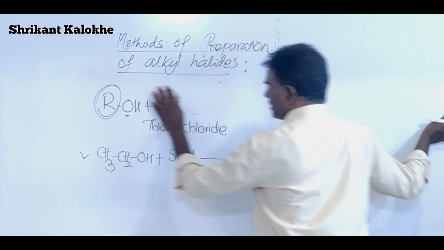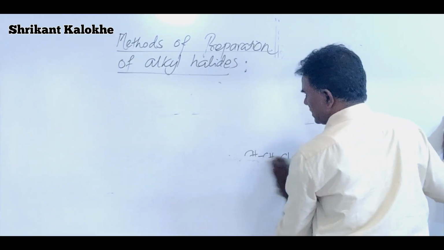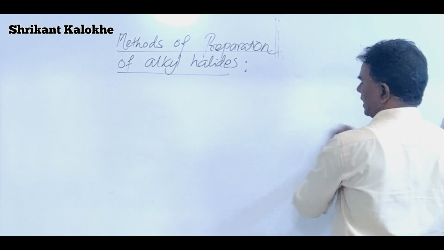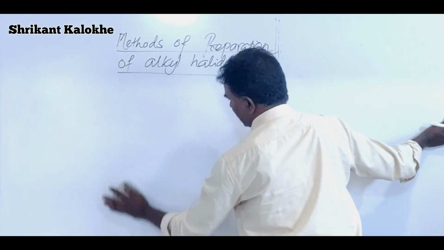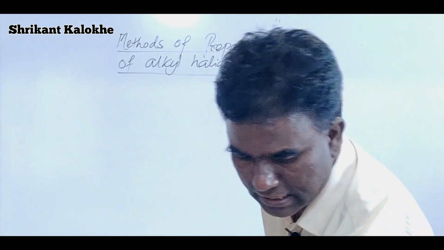The next method which we are going to discuss is the method which you have already studied in 11th standard, and that is from halo acids again, in which alkenes are treated with halo acids.